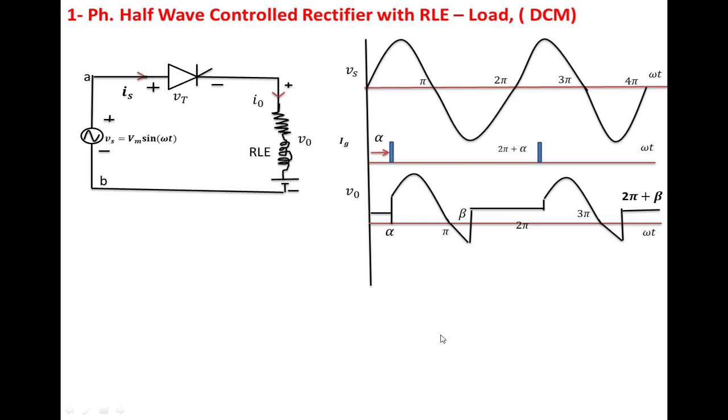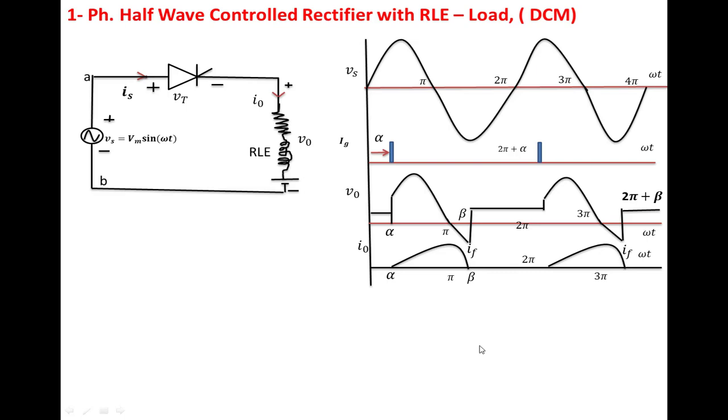If we draw the output current waveform, the current starts from α, reaches the maximum value at π and comes to 0 at β. From β to 2π plus α, no device is connected in the circuit. Even though the load is subject to voltage, it is open, so the current becomes 0. Again from 2π plus α, the current increases to the maximum value. After that, it comes to 0 at 2π plus β.